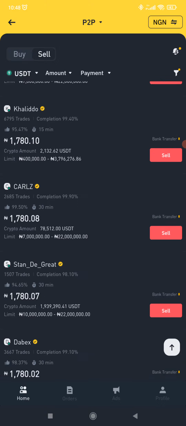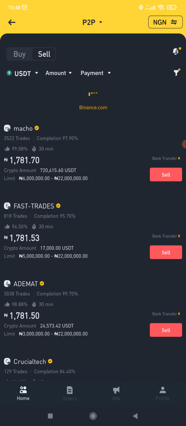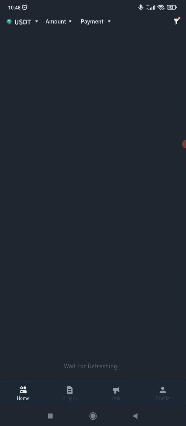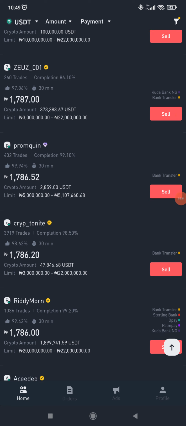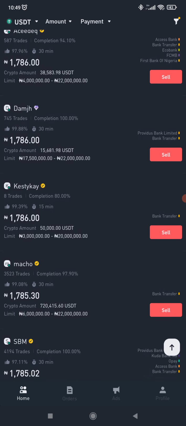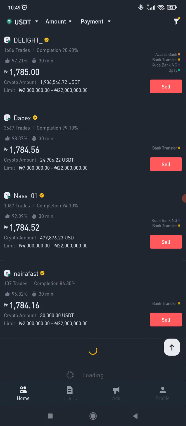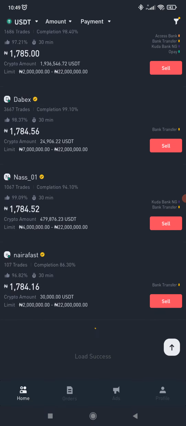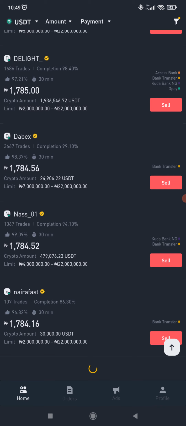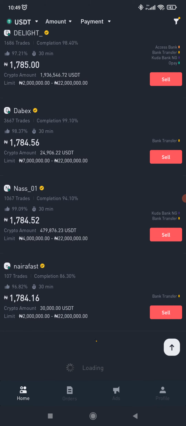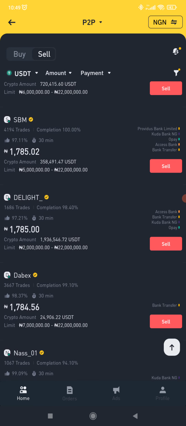Look for refresh, or you look for another ad, right? Okay, it's refreshing. The page has refreshed. So you look for another ad that fits whatever limits fit you. So let's look for something low we can work with, because not everybody wants to sell off over 7 million or 8 million worth of USDT. So it's taking time.